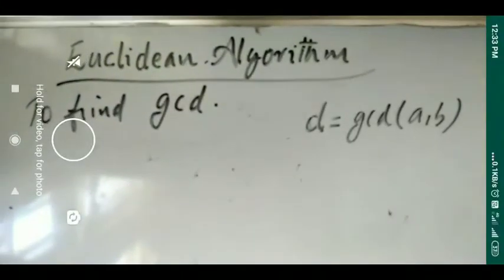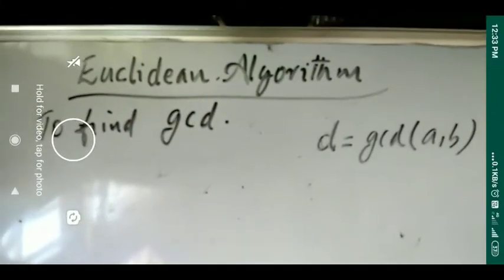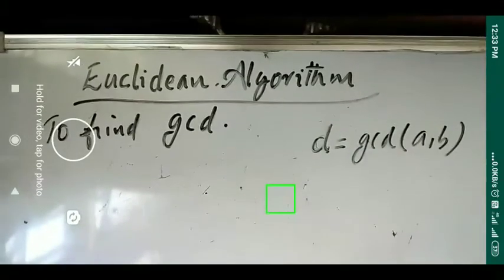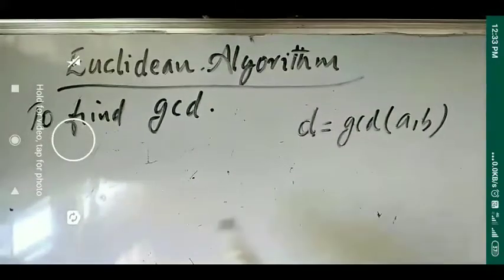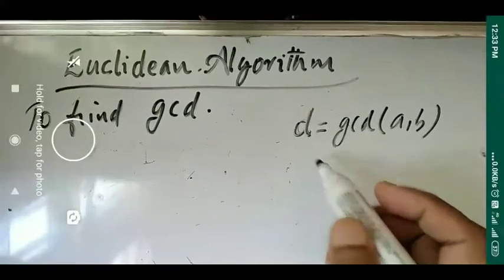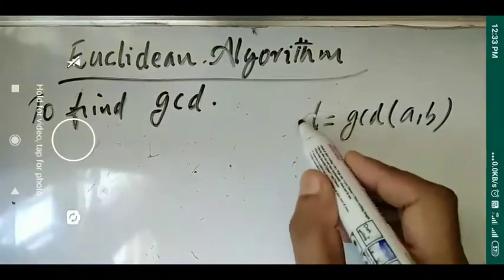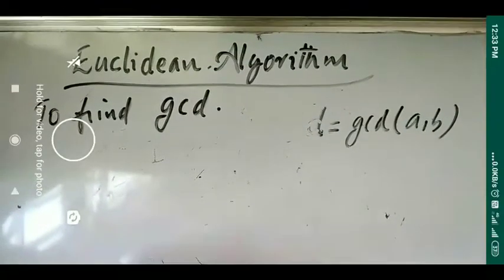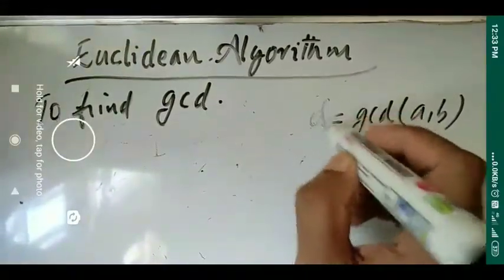Next is the Euclidean algorithm. This is used for finding the greatest common divisor, or GCD. For example, we can write the greatest common divisor D equal to GCD of A, B.